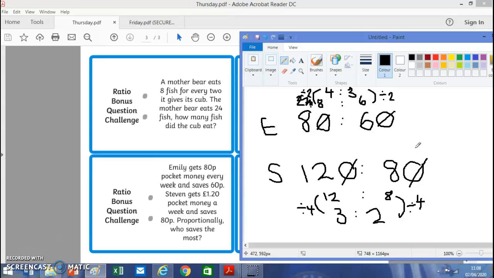For 11, the ratio we've just talked about for Emily, it's that she saves proportionally more than Stephen does in relation to what she gets. So have a look through. I've just given you the ratio. You obviously need to answer the question. So, for example, the one about the bear says, how many fish does the cub eat? You need to make sure that you're choosing the correct number for the answer to show that you've read it properly. Any problems, please post up.